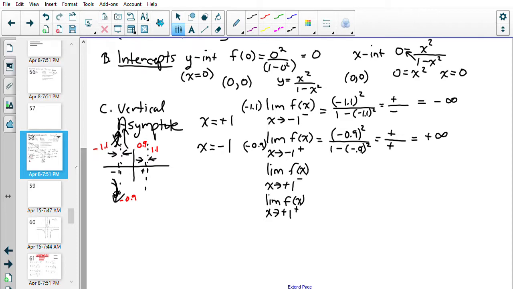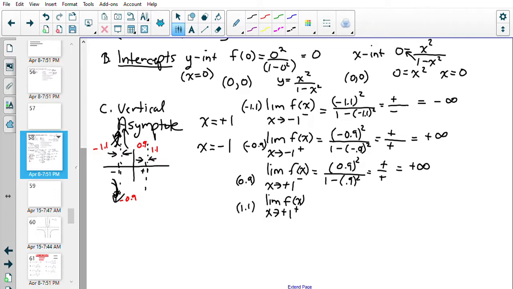Plugging in a number just to the left of 0.1 is a number like 0.9. So putting in a positive 0.9 squared here, 1 minus 0.9 squared, the exact same answers as the line above, because the x's have been squared. So for the same reasoning, you get positives, so that number goes to positive infinity.